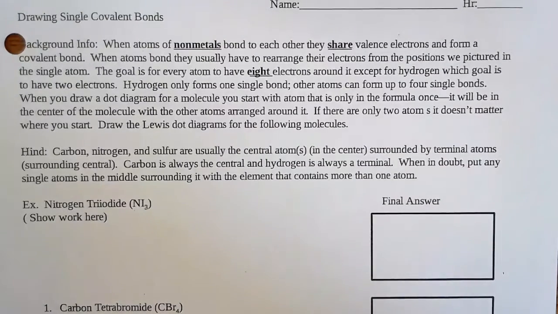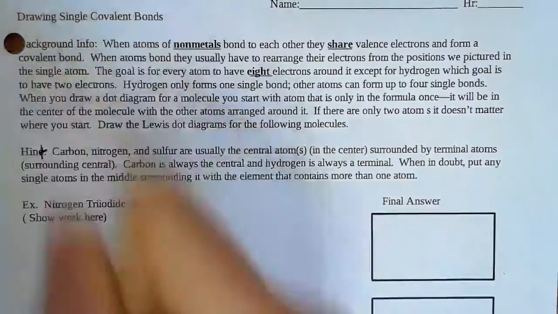Now, hydrogen is only going to form a single bond, but the other atoms can form up to 4 bonds. We're going to be drawing Lewis structures in this video to help us work through it. And then there's a little hint to look at, okay? And a little typo here.